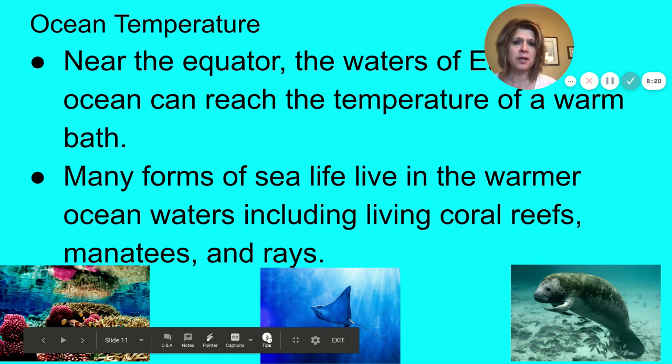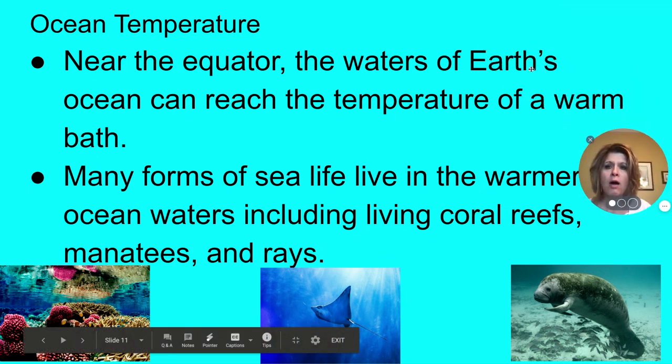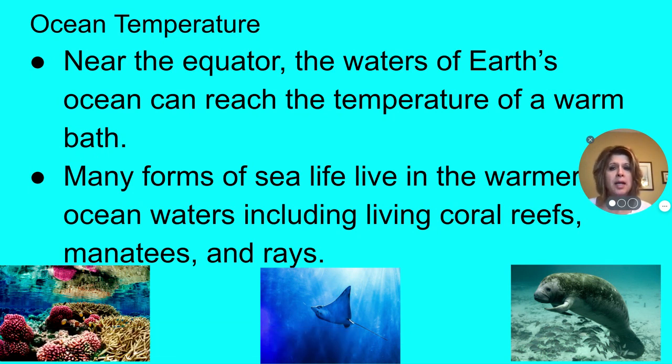Ocean temperature near the equator. The waters of the ocean on Earth can reach the temperature of a warm bath. Many forms of sea life in the warmer ocean water include coral reefs, manatees, and rays. These organisms like warmer temperatures, and so therefore they're going to be in the warmer areas near the equator.